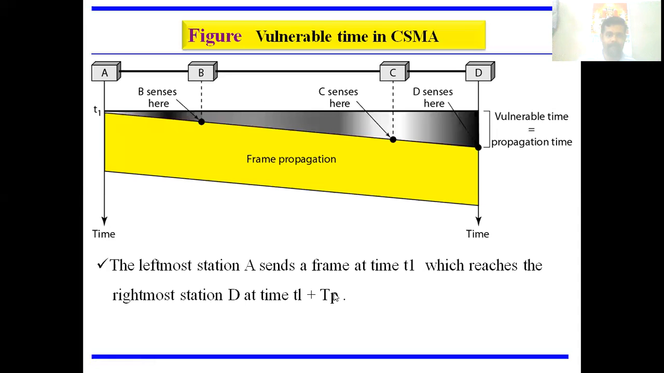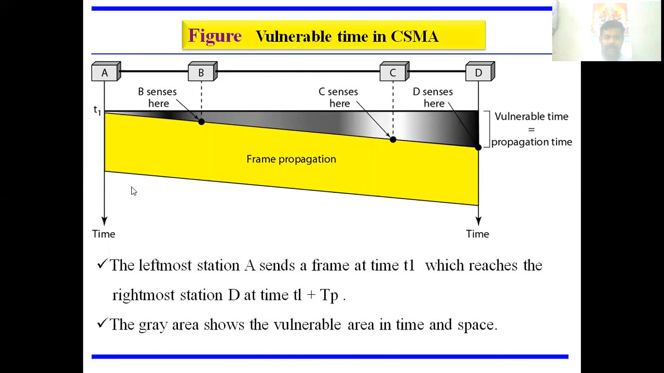I will once again explain. At time T1, B is sensing the medium. At that time it is free, so it will transmit the data. At time T2, C will be sensing the medium. At that time, the frame transmitted by B has not reached C, so it will think that no one is using the medium. So C will also send the data, both will collide, and the data will be lost. So in CSMA, the vulnerable time is equal to the propagation time.